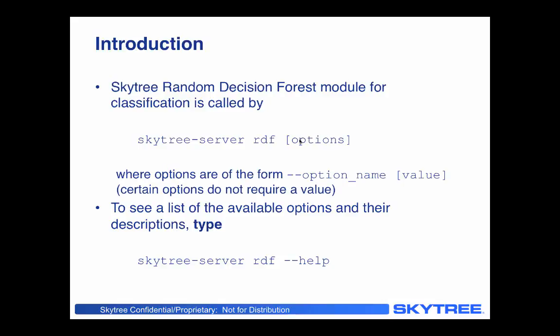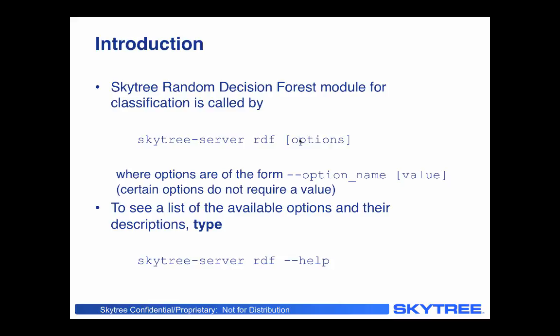In this video, I'll show you how to tune and test random decision forest models with Skytree. To invoke the random forest model of Skytree, you simply have to use the RDF option with the Skytree server command. And to set various options for the RDF model, you need to specify the option name followed by the value that you want to use for that option.